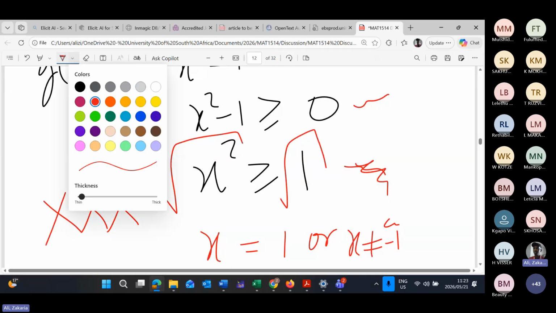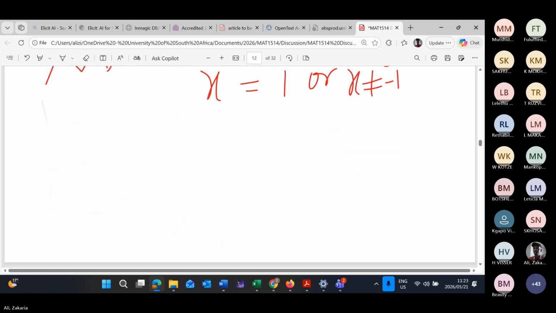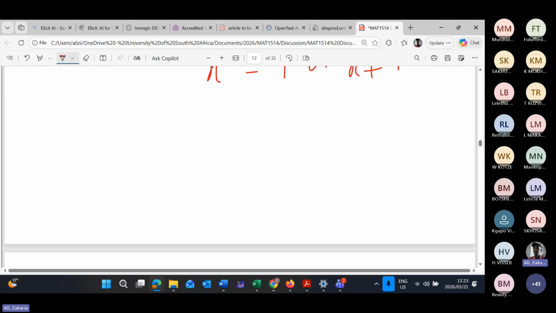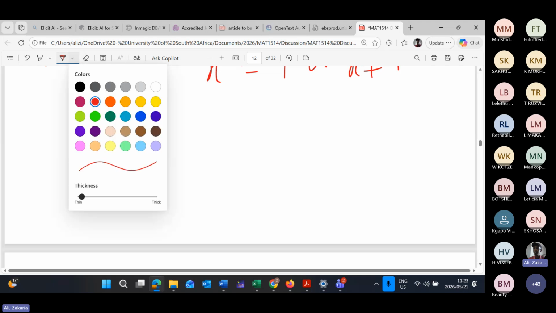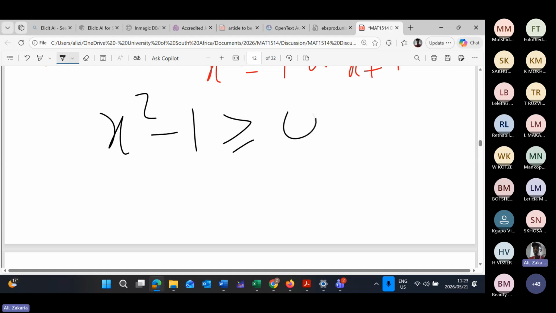Okay, let me try to explain why what he's doing is not correct. You see, we said x squared, let me change it to black, x squared minus 1 is greater or equal to 0. To solve this, don't just pass terms from the left to the right hand side and substitute. In fact, first of all, before we solve this one, there's something I need to bring to your attention.